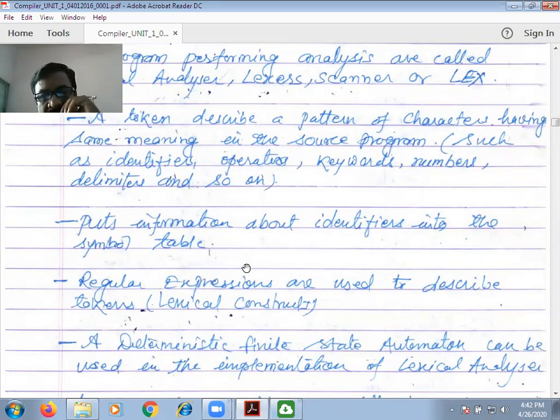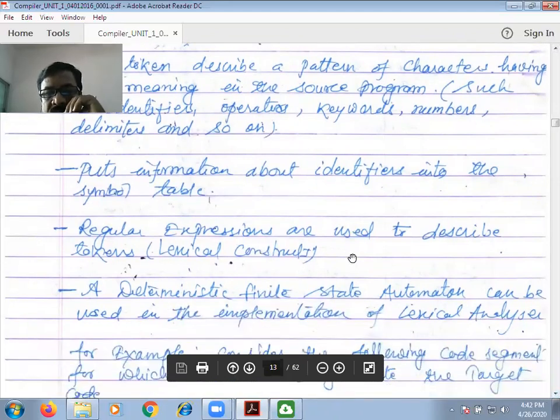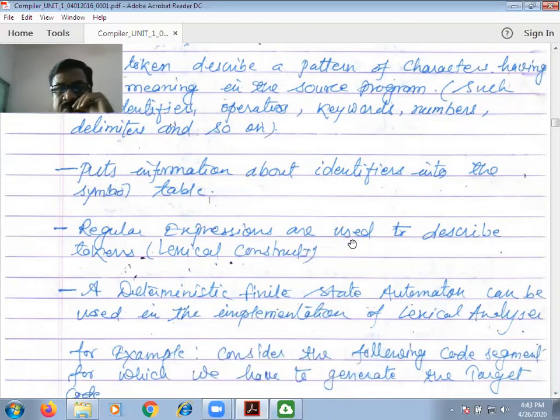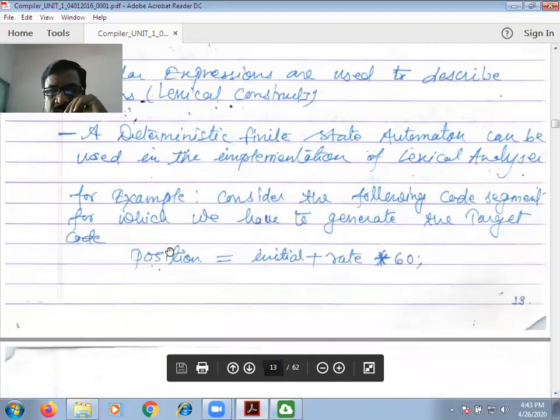And how these character strings or patterns are identified using the lexical analyzer. For this, we use regular expressions from the theory of computation or automata theory to describe the tokens or lexical constructs. Or we can say that we have to design a regular expression or transition table for each and every token or pattern or character string. A deterministic finite automaton can be used in the implementation of a lexical analyzer.